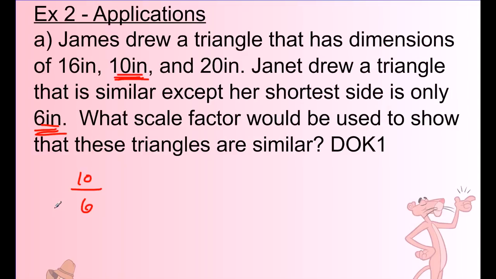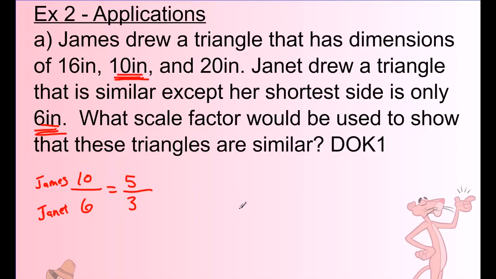Now, this is going from Janet to James. And I just need to simplify this. And so if I divide top and bottom here by 2, I get 5/3. And that doesn't simplify anymore. So that means that James's triangle is 5/3 bigger than Janet's triangle. That's a scale factor that relates James's triangle to Janet's triangle.